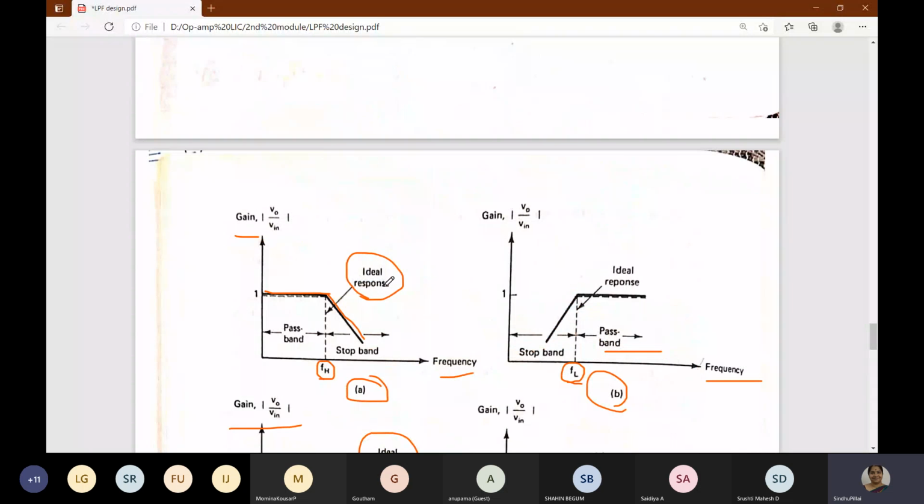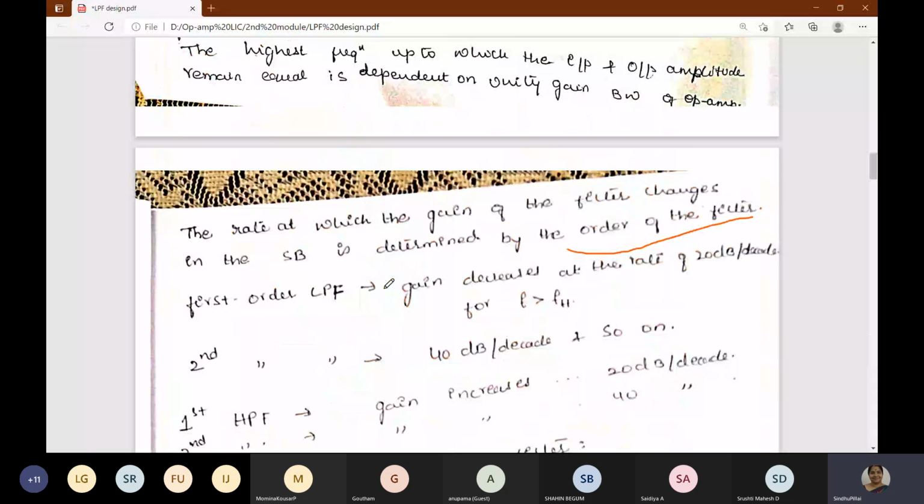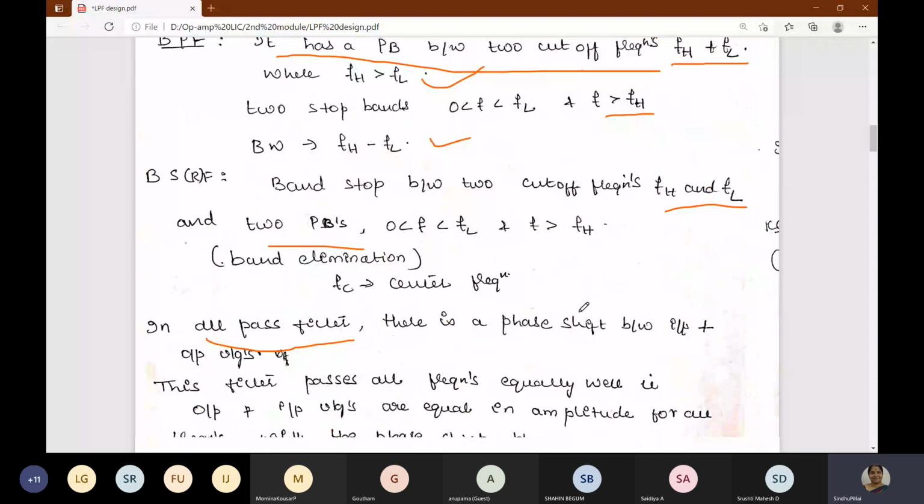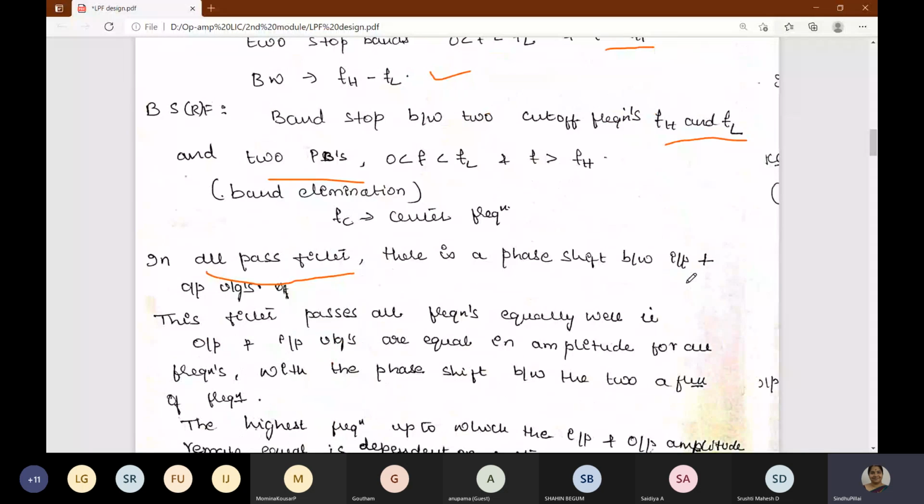So after knowing the four filters, these are all four active filters we have studied. The last one was the band stop, between FH and FL. So we have two pass bands here. For band pass, we had two stop bands. Here we have two pass bands, between 0 to FL and where F is greater than FH. In an all pass filter, there is a phase shift between input and output voltages. It passes all frequencies. This filter passes all frequencies equally well.